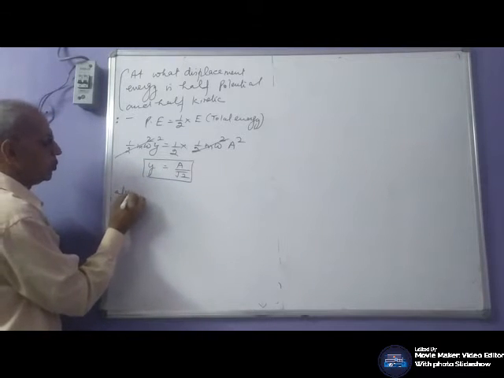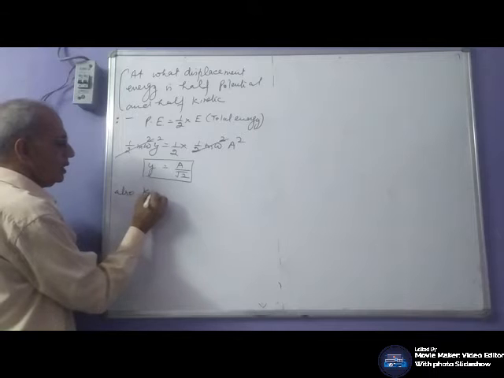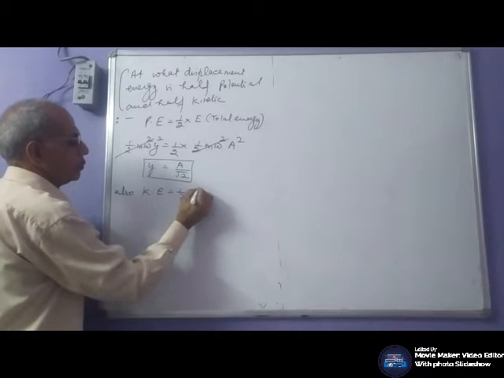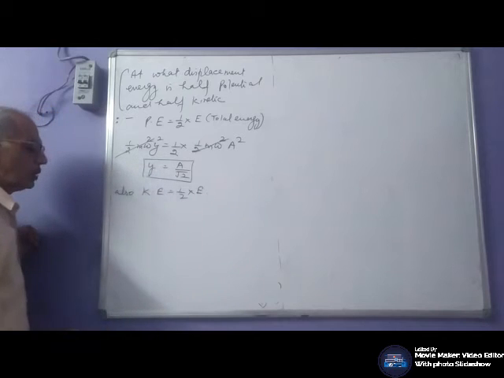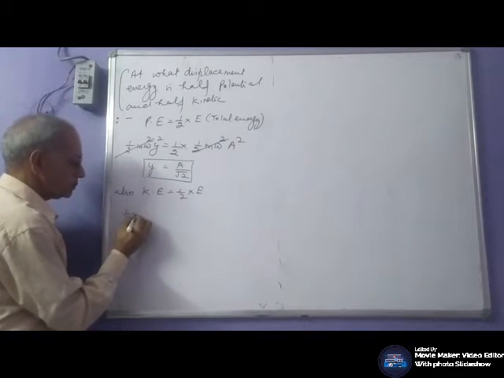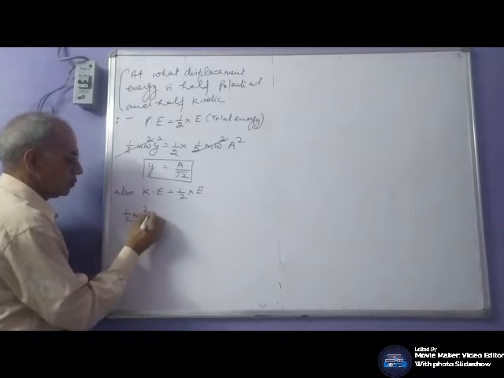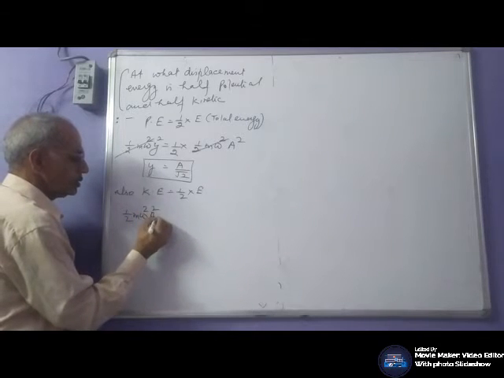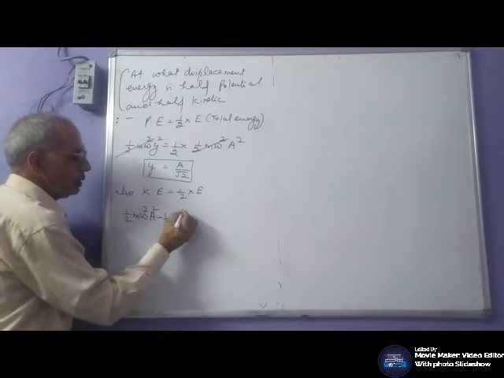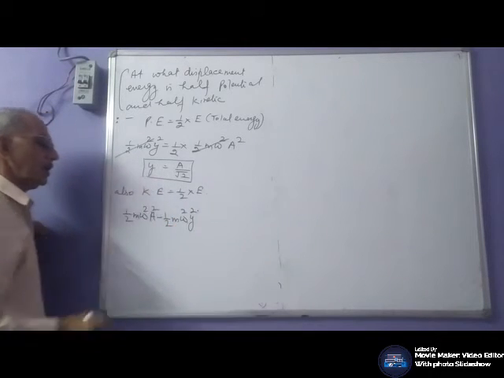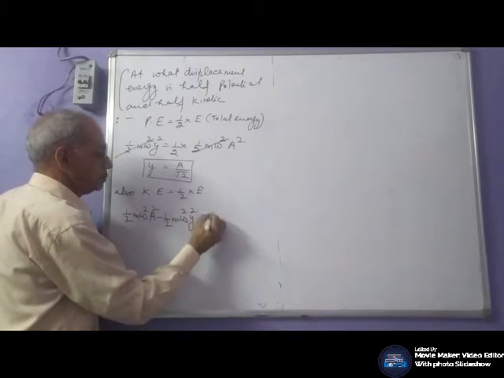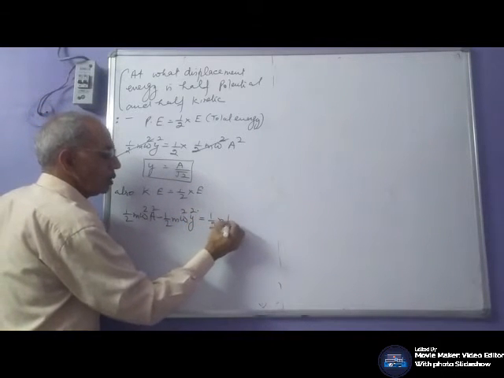Also, kinetic energy is half of E, total energy. Kinetic energy: this is total energy, subtract potential energy from it to remember the expression of kinetic energy. So this is kinetic energy. It is half of total energy.